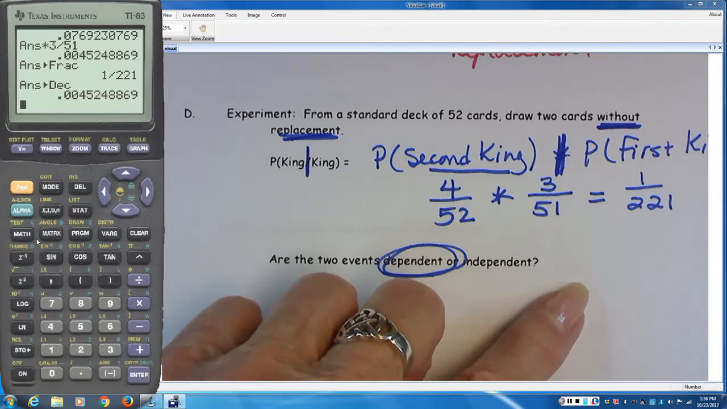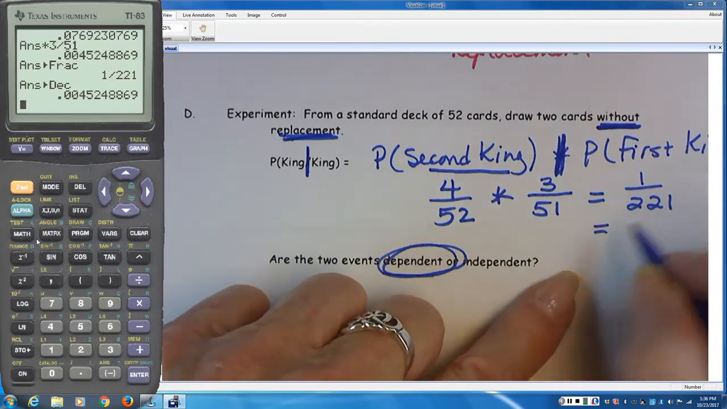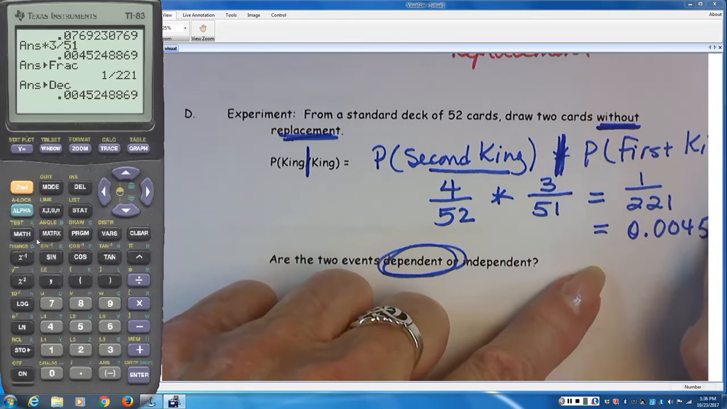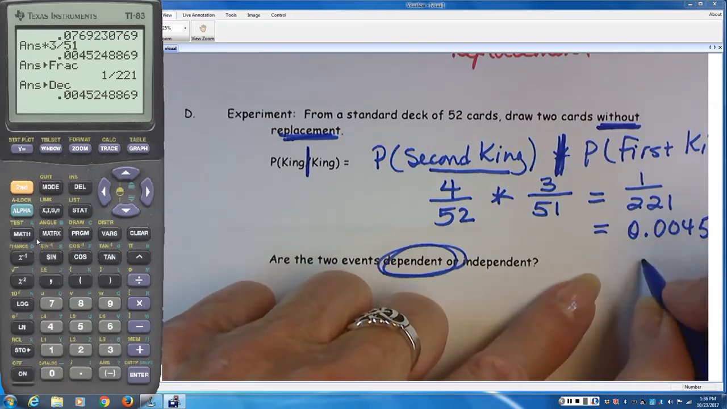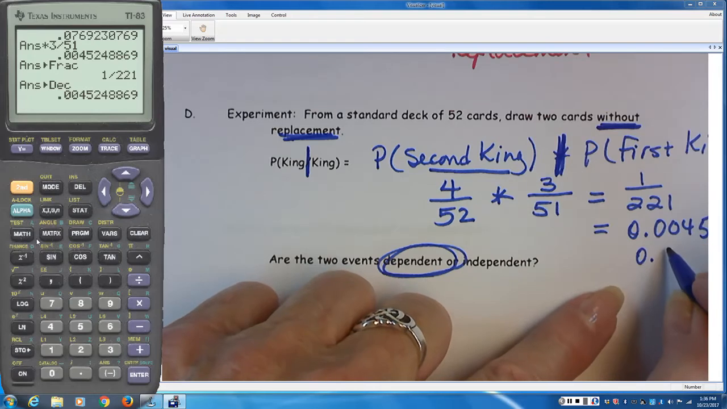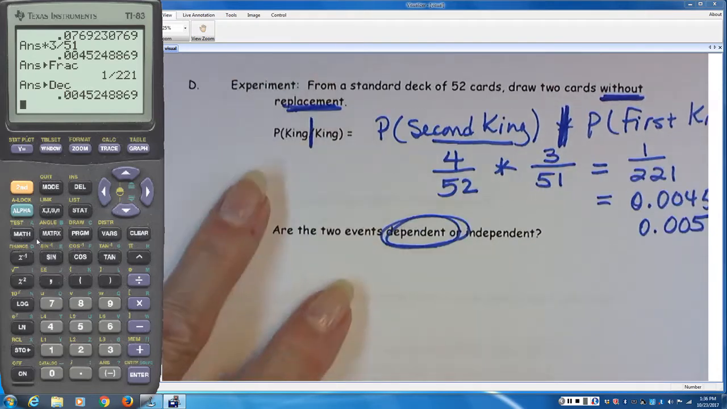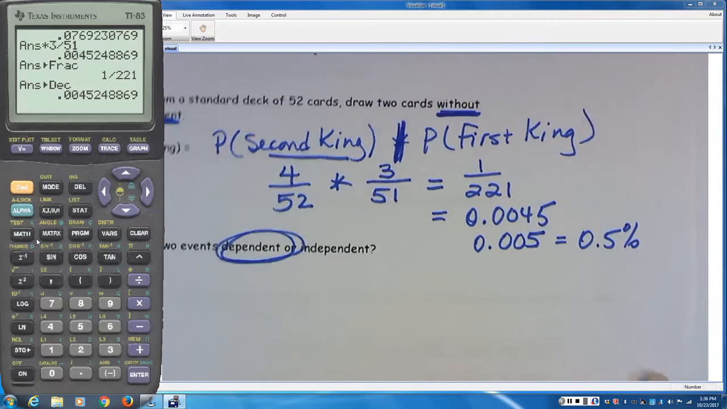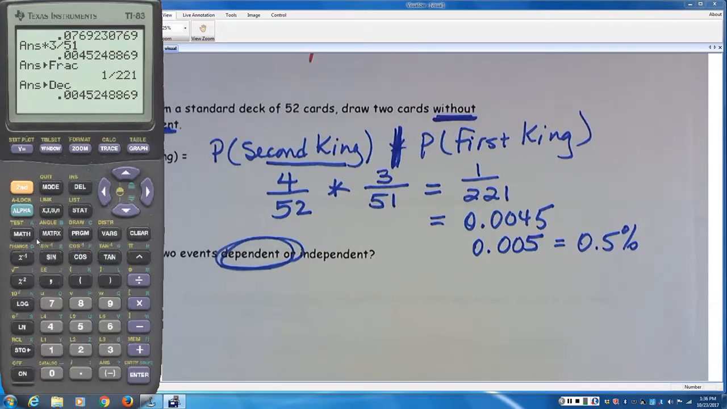So if we change that to a decimal, it's 0.0045, which would be 0.005 or 0.5%. So when there's dependent events, most of the time it means that your probabilities will be a lot smaller. Okay?